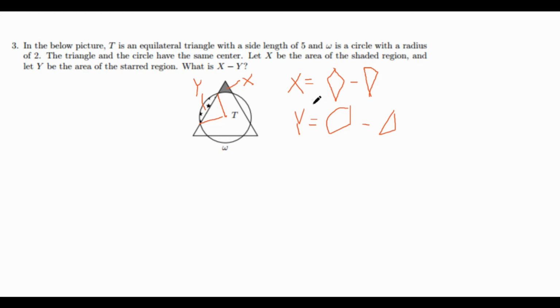But I'm lazy and it seems like a really long and tedious task, especially finding the area of the diamond. So instead I'm just going to calculate X minus Y in terms of these four shapes. X is the diamond minus the little sector, and minus Y, so minus the big sector, minus a negative, which is plus the triangle.